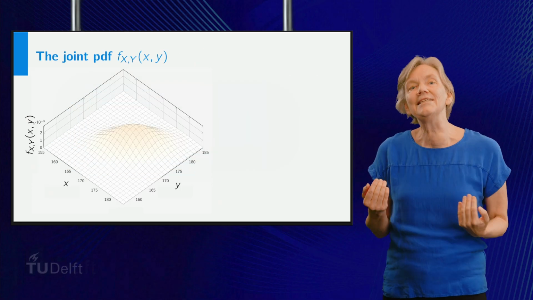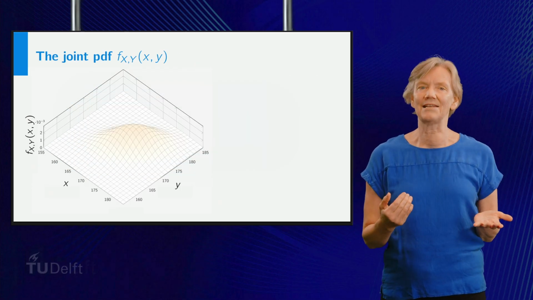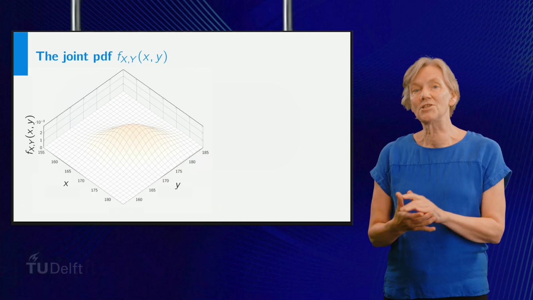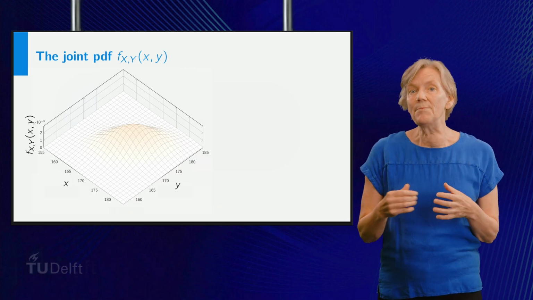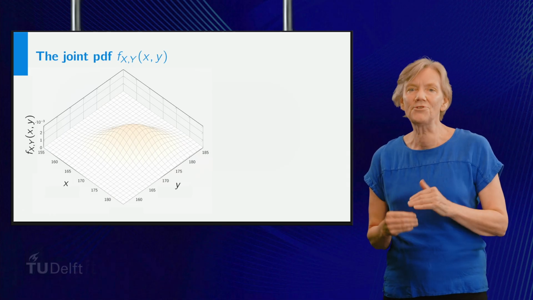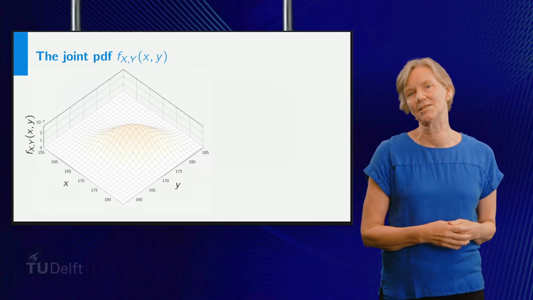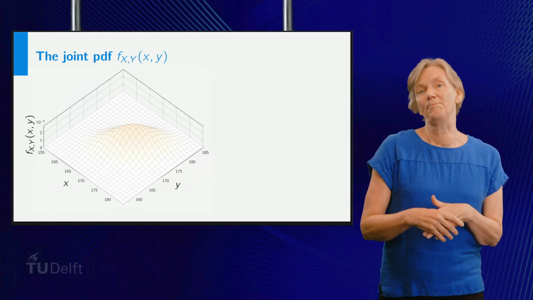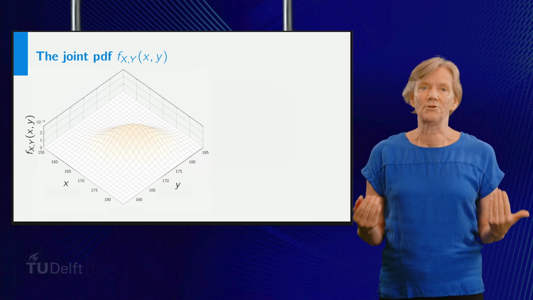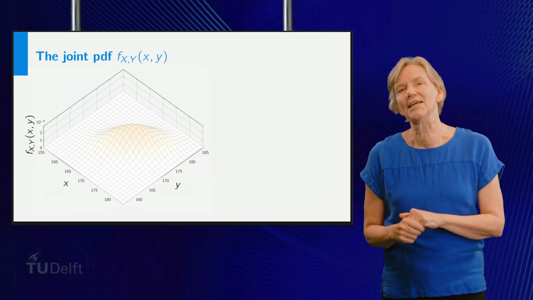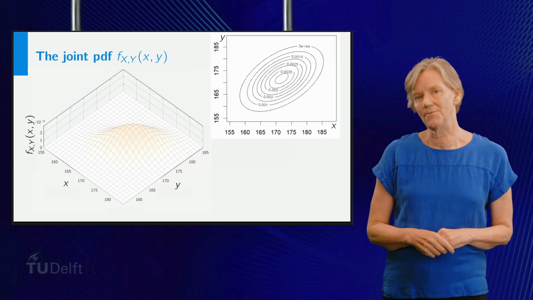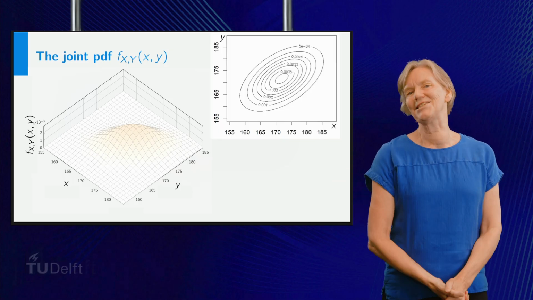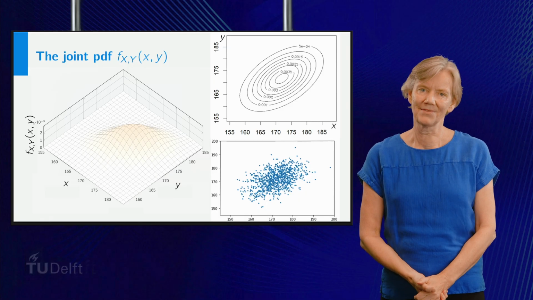The joint probability density function is a function of x and y. So its graph is a surface in 3 dimensions. It has the bell shape of the normal distribution both in the x and in the y directions. The integral of the PDF over R2, so the volume under the surface, is 1. And this is a graph of the level curves. This is quite a good match to our scatter plot, isn't it?